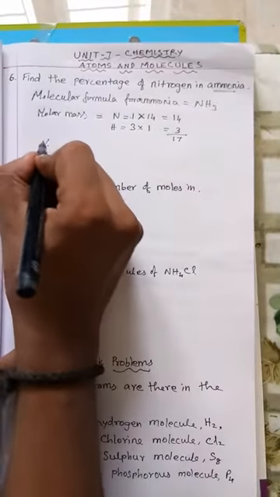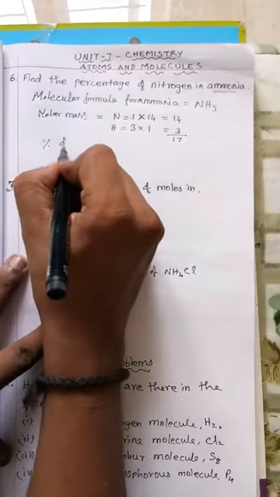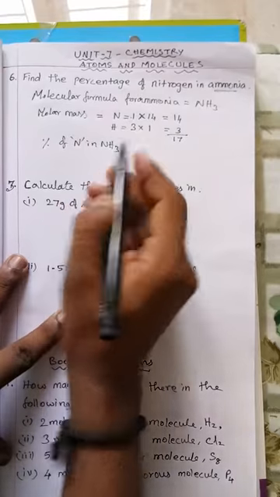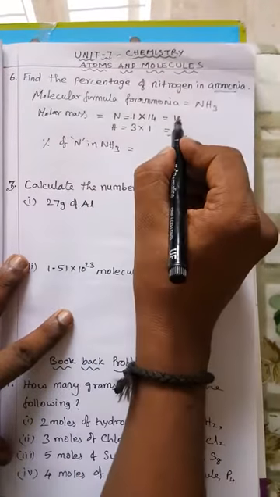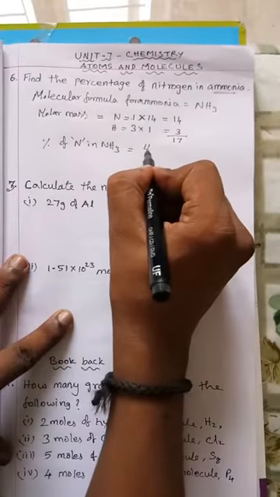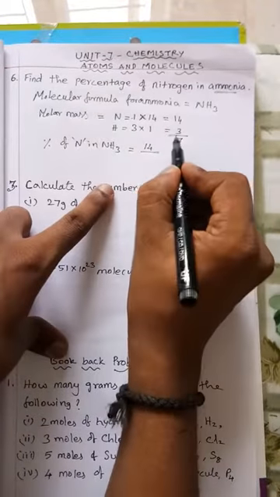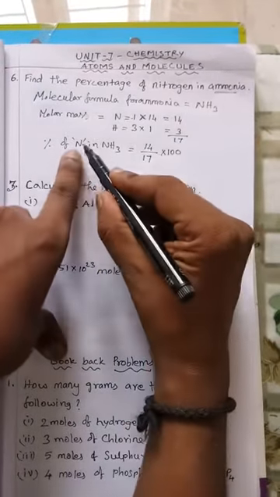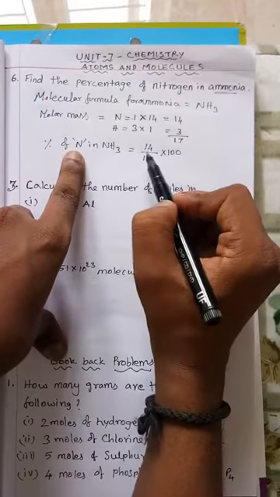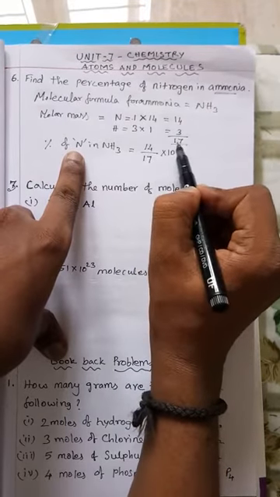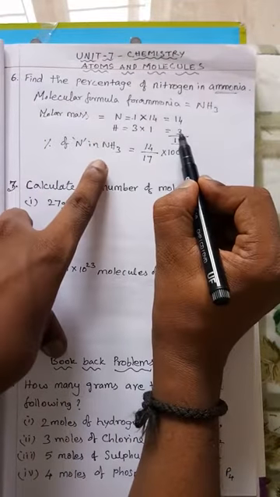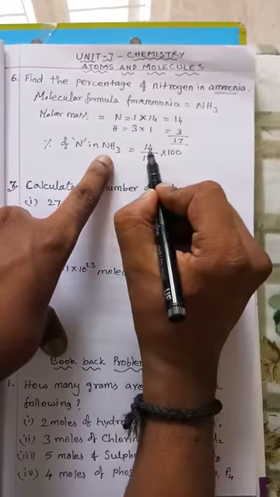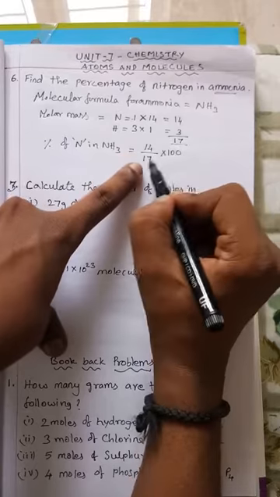Now the percentage of nitrogen in ammonia. We want to find the percentage of nitrogen in ammonia, which is equal to nitrogen 14 divided by total mass 17, into 100, because percentage means 100. If you want to find hydrogen, it equals 3 divided by 17. Here we want nitrogen, so the nitrogen value 14 divided by total value 17 into 100.